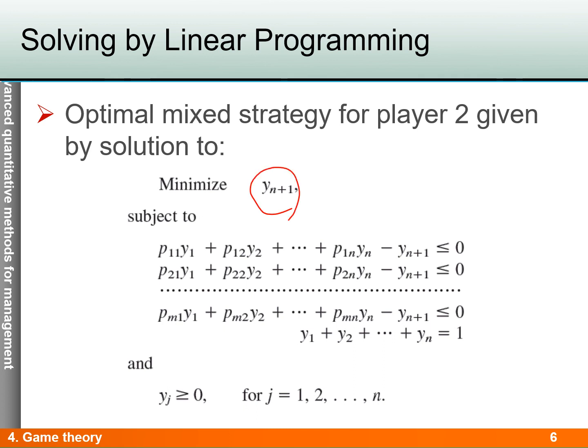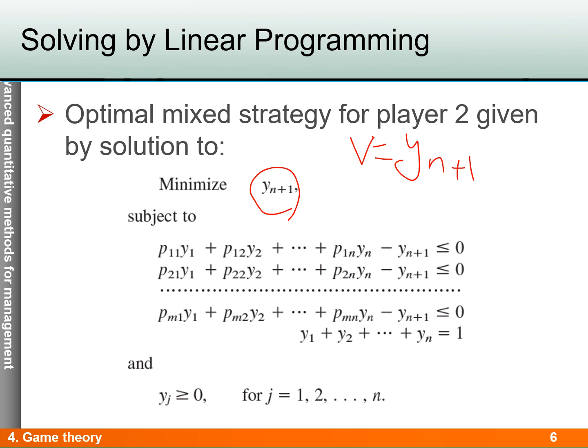The value, this element, again, like the previous one, is n plus 1. For example, if player 2 has 6 strategies, it is y1, y2, y3, y4, y5, y6, and this one will be y7. I want to minimize y7 as a value, okay? Again, here this v is equal to yn plus 1, okay?